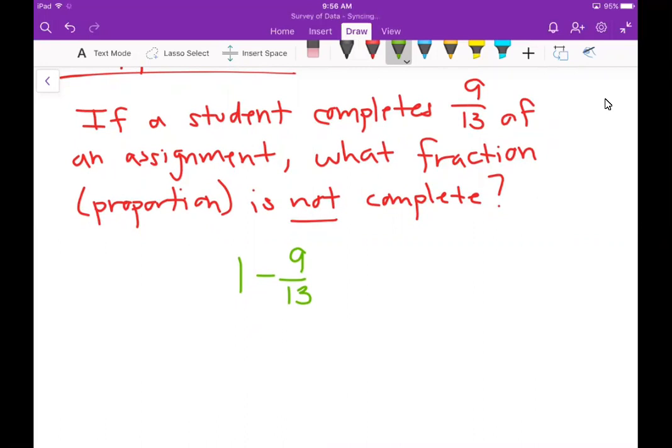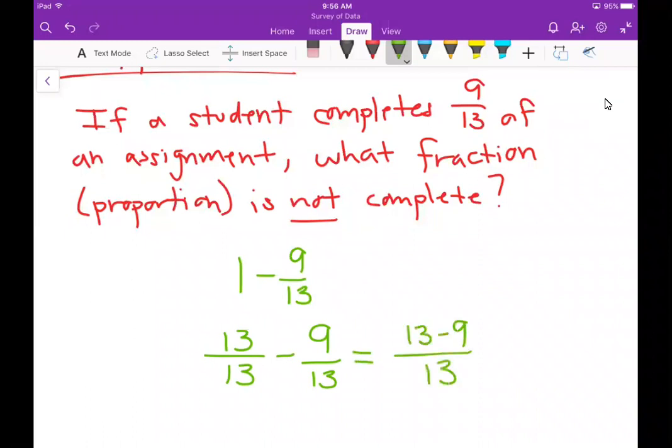Another way to think about this, right, is if I completed 9 of my 13 questions, how many questions did I start with? How do I get a common denominator here? Well, I change that 1 into terms of 13s. 1 is the same thing as 13 divided by 13. So I had 13 questions to start with, 13/13 of my assignment, and I completed 9/13 of it. That means I took 13 questions minus 9 out of the total 13 questions. I have 4/13, or 4 of the 13 questions, left to complete. So the proportion that's not complete is 4/13.